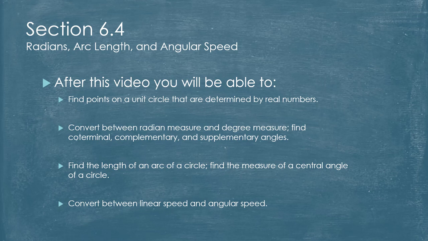After this video, my hope is that you'll be able to find points on a unit circle that are determined by real numbers, to be able to convert between radian and degree measurements, also finding coterminal, complementary, and supplementary angles, to be able to find the length of an arc, or to be able to find the measurement of a central angle if you know the length of an arc, and also being able to convert between linear and angular speeds.